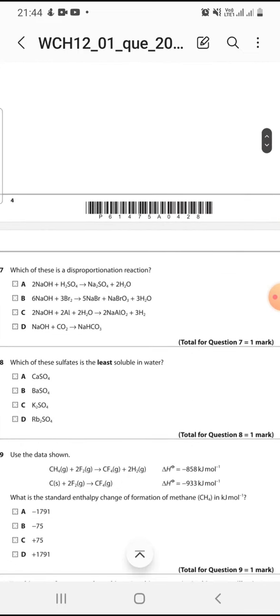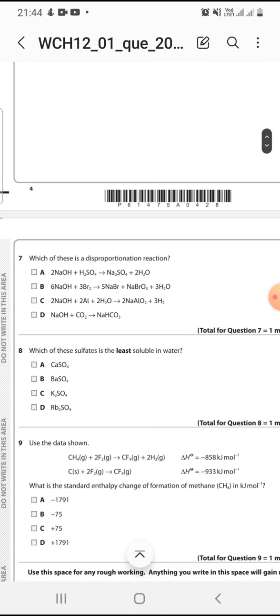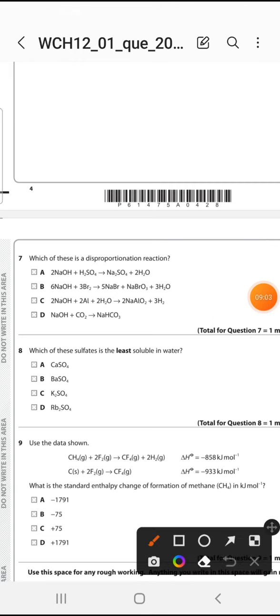Question number 7, which of these is a disproportionation reaction? You know, a disproportionation reaction means one reactant is simultaneously oxidized and reduced. So definitely, the first reaction is just a neutralization reaction. You can omit it. And the D reaction is somewhat similar. You can see just sodium hydroxide and carbon dioxide react to give sodium hydrogen carbonate. That's also a normal reaction, like an acid base reaction, exactly.